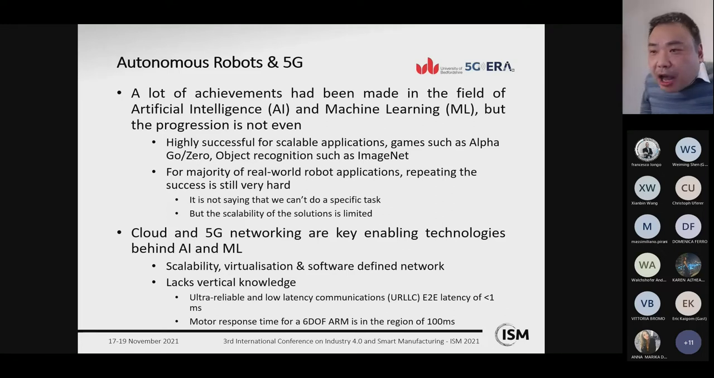We know that 5G and cloud are the key enabling technologies behind AI and machine learning. They are very good with scalability, virtualization, or software-defined networks to enable things which were not possible before. But somehow we feel that there is a lack of vertical knowledge in the development of 5G technology to actually address the needs of verticals. A good example, I think we mentioned, is URLLC with a latency in the area of 1 millisecond. But for our 6 degree of freedom arms, the actual model response time is in the 100 milliseconds. So we can never get a chance to use the capability provided.